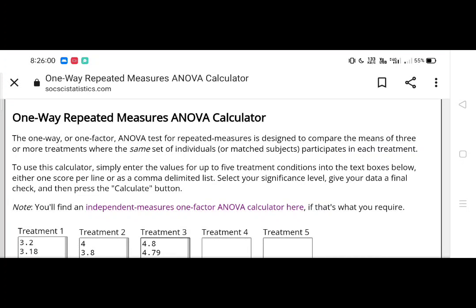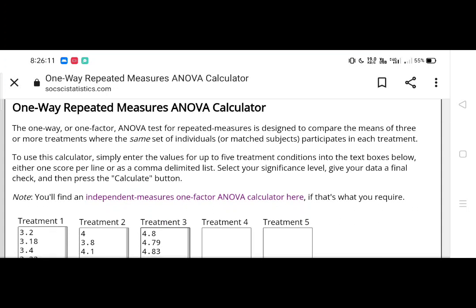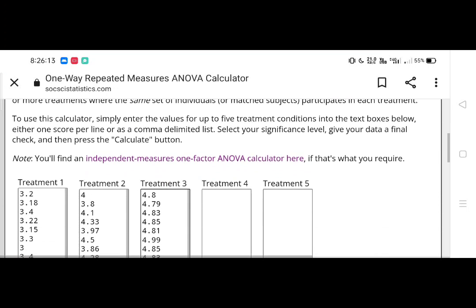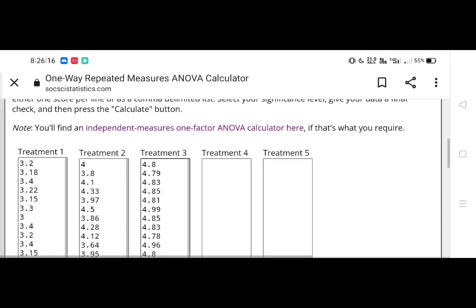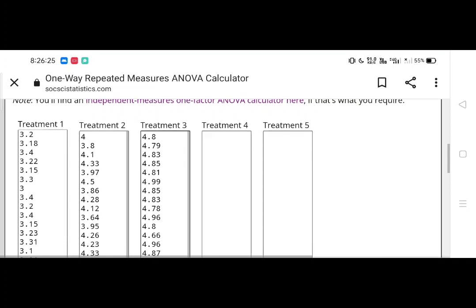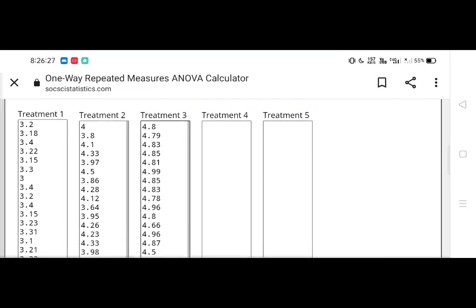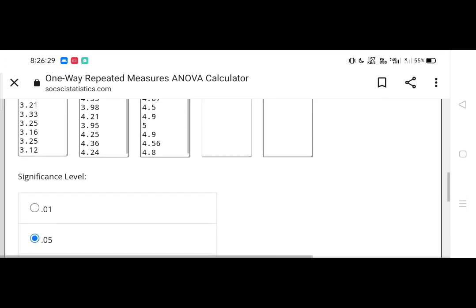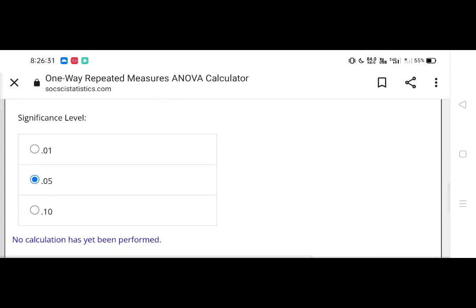We have here the one-way repeated measures ANOVA calculator. It is designed to compare the means of three or more treatments where the same set of individuals participates in each treatment. For treatment 1, I pasted concentration A, for treatment 2, concentration B, and for treatment 3, concentration C. So we set the significance level to 0.05.